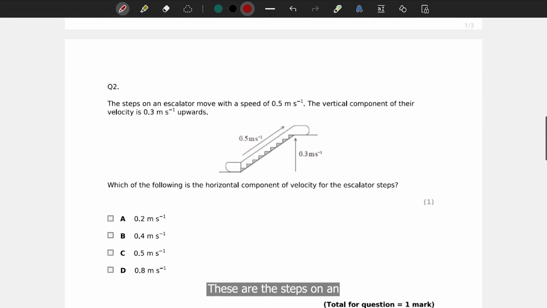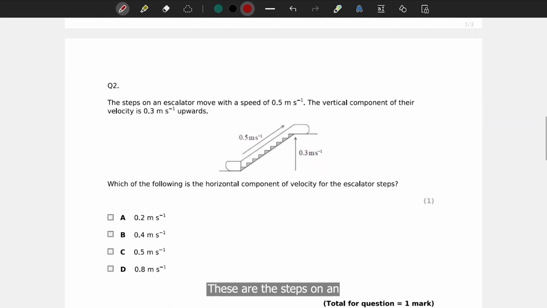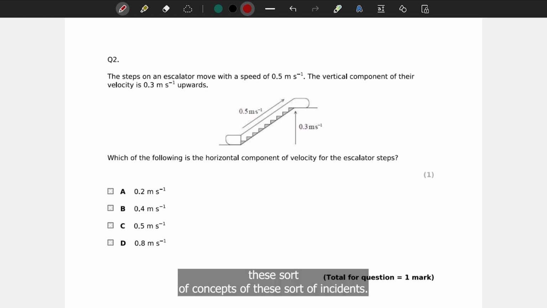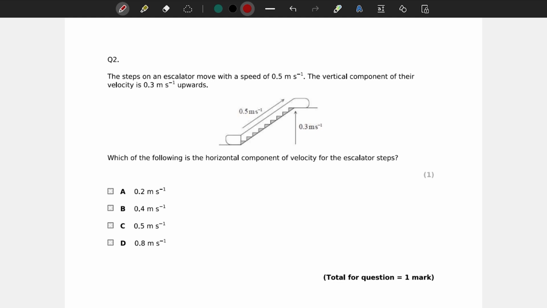Second question is, the steps on an escalator move with a speed. This is relatively a simple question, guys. The steps on an escalator move with a speed of 0.5 meters per second. Just imagine the incident, right? I usually encourage kids to imagine these sorts of concepts and these sorts of incidents, so then only you can properly identify the answer. To approach the answer properly, they need to imagine this stuff.